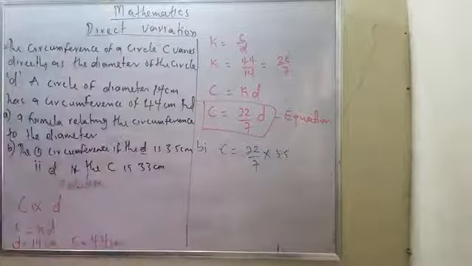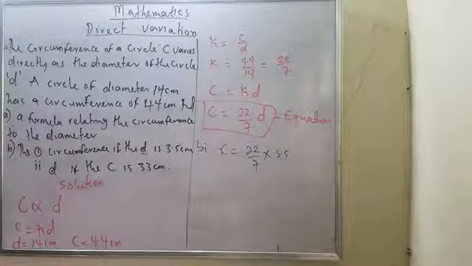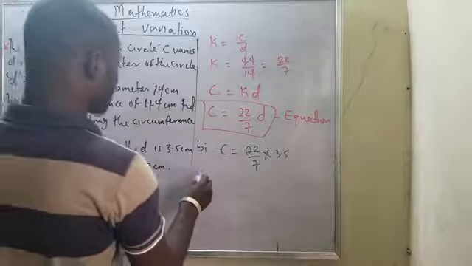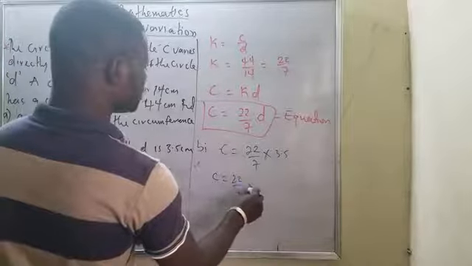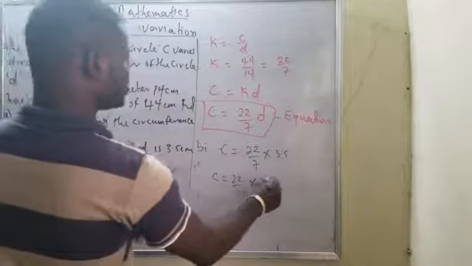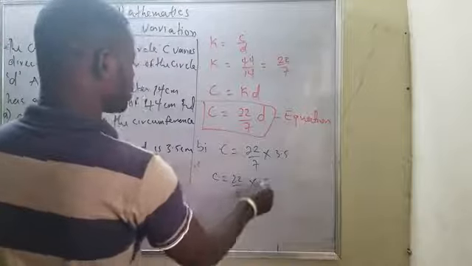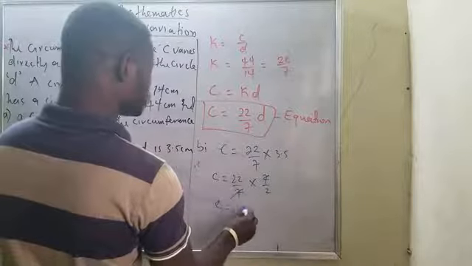Now, by so doing that, I can now say that 3.5 can be equals to C equals to 22 all over 7 multiplied by 7 all over 2. This will cancel this. It means my C equals to 11.